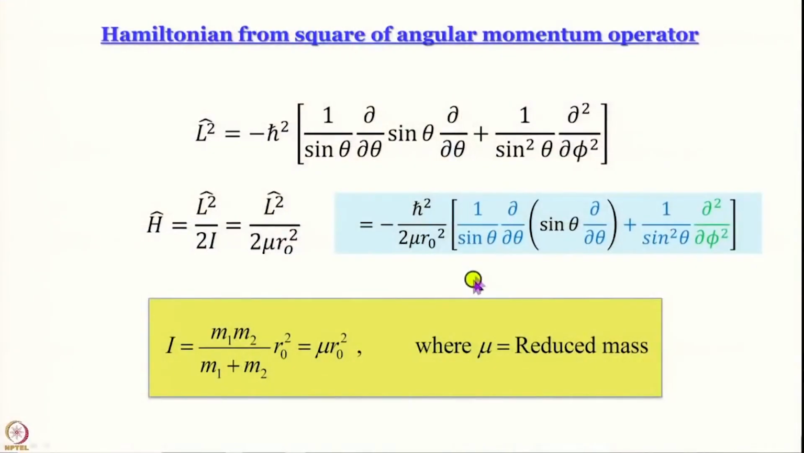Hence we got minus h cross square by 2 mu r 0 square multiplying 1 by sin theta del del theta operating on sin theta del del theta plus 1 by sin square theta multiplying del 2 del phi 2. And now we will define the wave function in a particular fashion, and then we will try and separate the equation into individual equations in theta and phi.